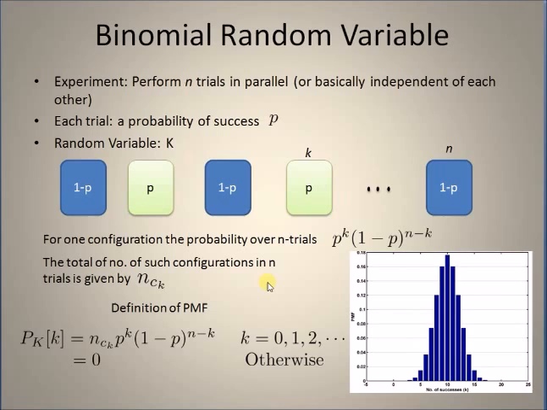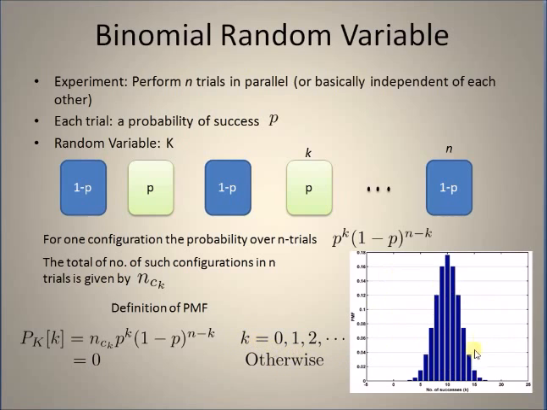But the total number of such configurations in n experiments is given by the combinations nCk, that is, n choose k. That is, we can arrange these k successes in n experiments in nCk ways. So the total probability should be nCk multiplied by p^k multiplied by (1 minus p)^(n minus k). Hence, the probability mass function of a binomial random variable is given by nCk times p^k times (1 minus p)^(n minus k), where k has values 0, 1, 2 up to n, and the probability mass function is obviously 0 for all the other values outside this domain of k.